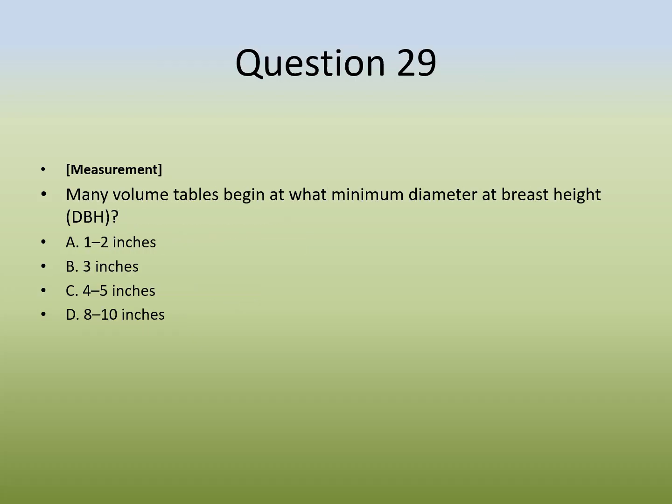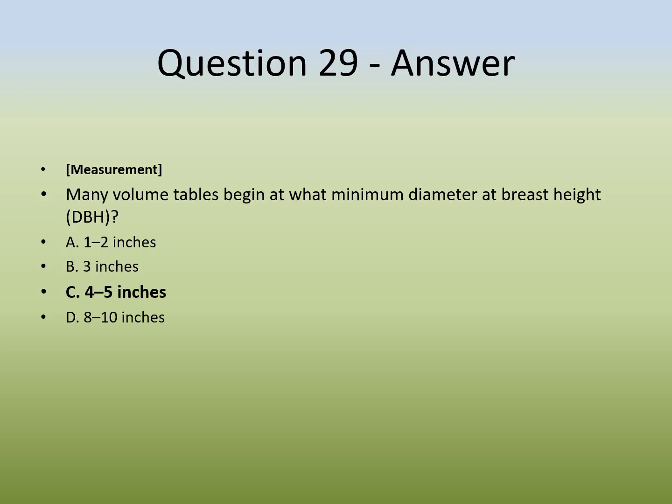Question 29. Many volume tables begin at what minimum diameter at breast height? A, 1 to 2 inches. B, 3 inches. C, 4 to 5 inches. Or D, 8 to 10 inches. The answer is C, 4 to 5 inches.